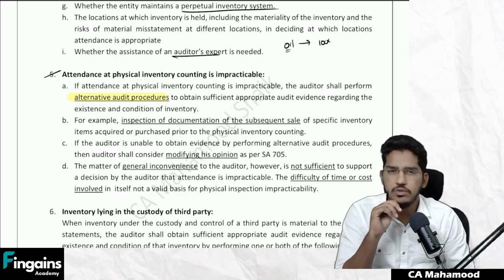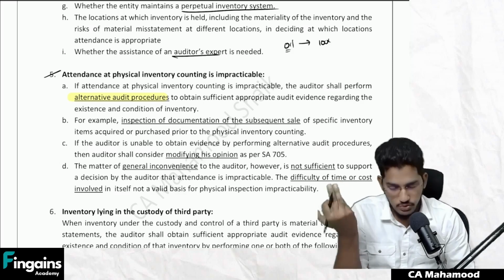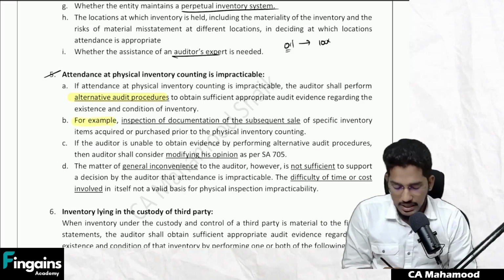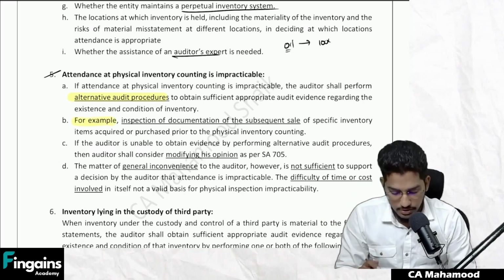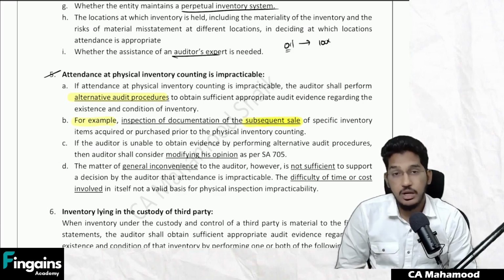Sir, what could be alternative audit procedure? That could be anything. You have to sit and think what alternative audit procedures you can perform. For example, they are giving an example of alternative audit procedure: inspection of documentation of subsequent sale of specific inventory items acquired or purchased prior to physical inventory counting.